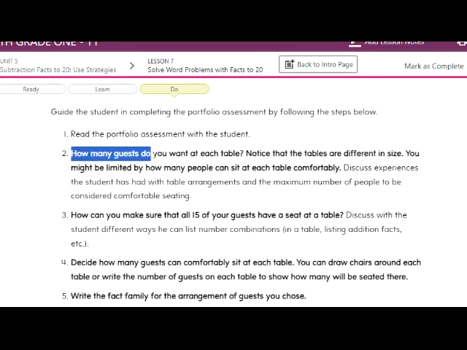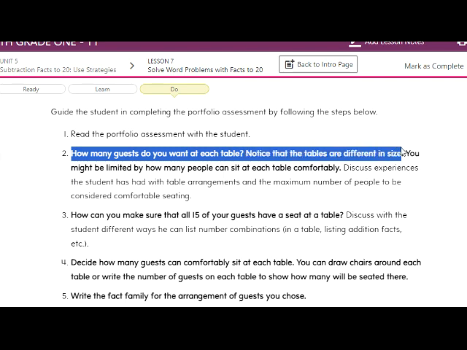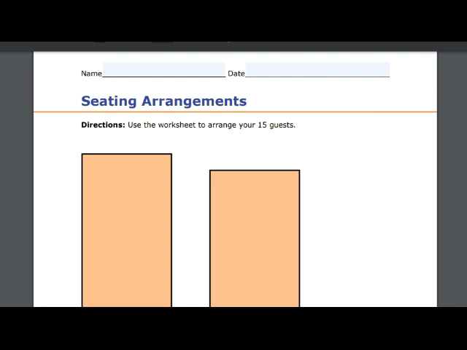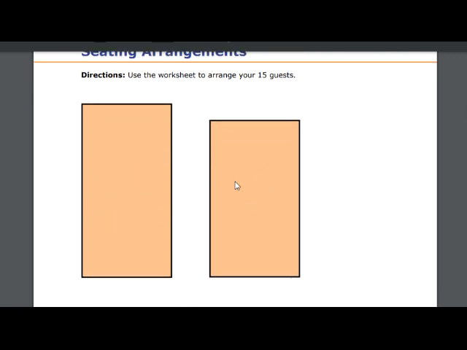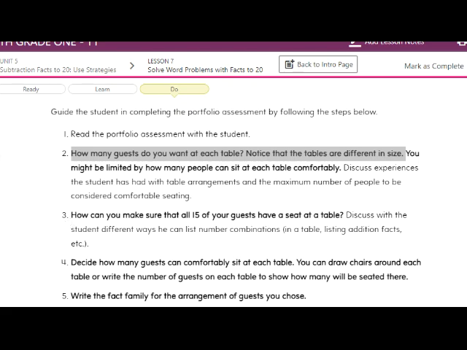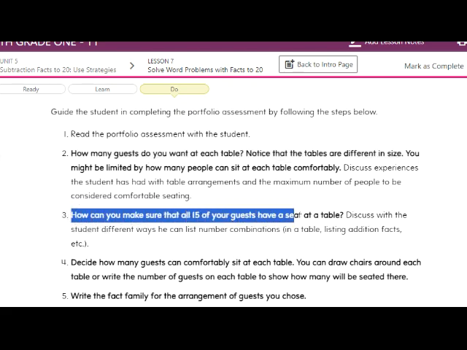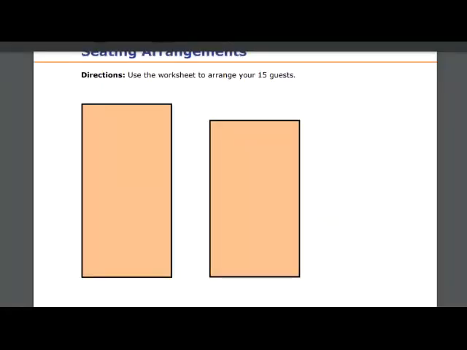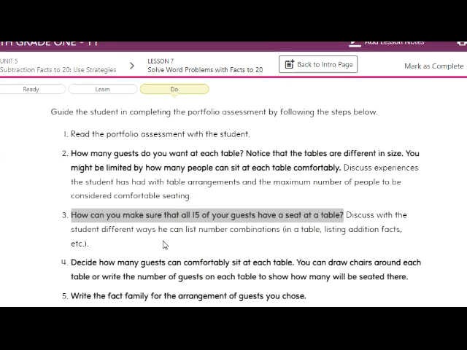How many guests do you want at each table? Notice that the tables are different in size. You might be limited by how many people can sit at each table comfortably. Let's look at those tables again. This one is definitely a bit bigger than this one. How can you make sure that all 15 of your guests have a seat at the table? Well, I know I'm going to have to split that group into 2, right? I'll need to divide 15 into 2 numbers. So I'll have one group here, probably a bigger number, and one group here, probably a smaller number.